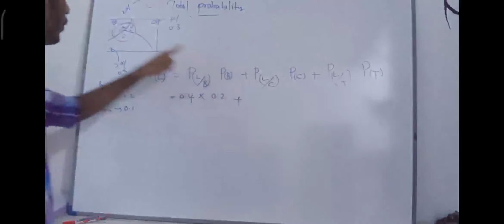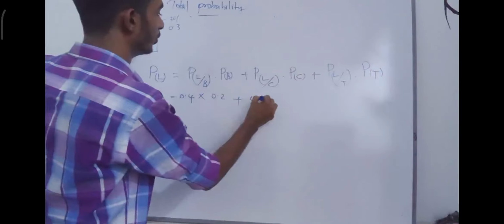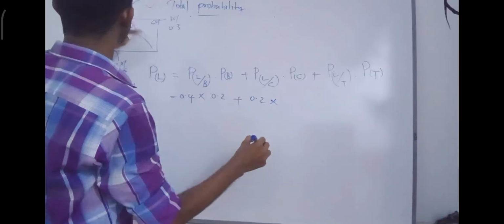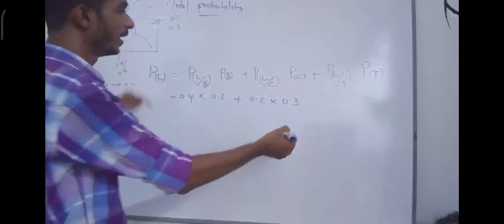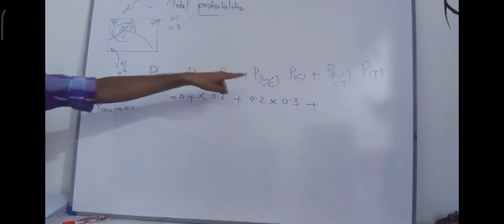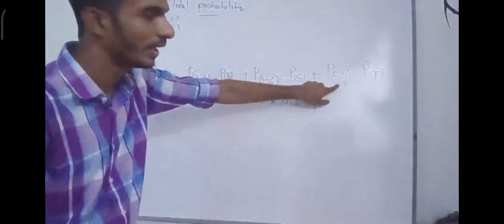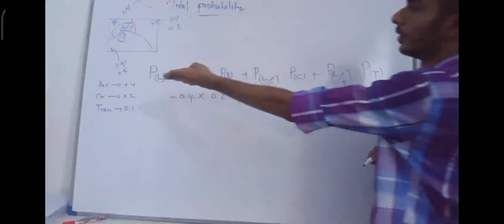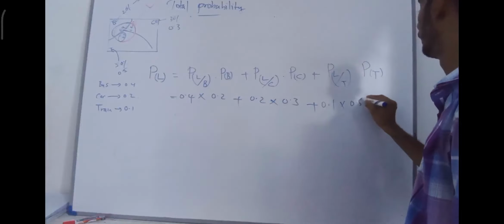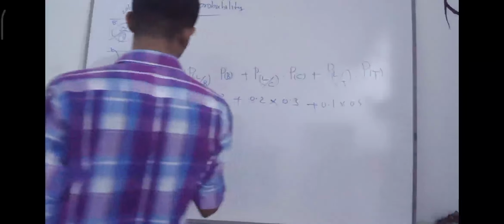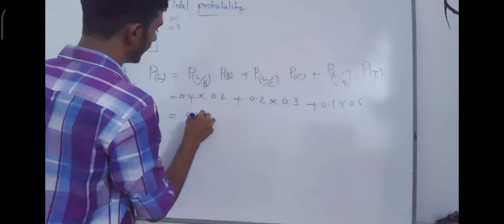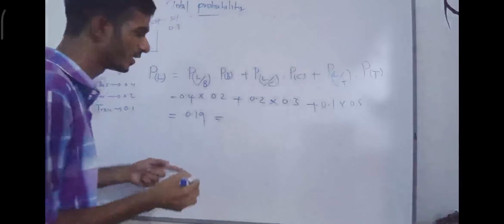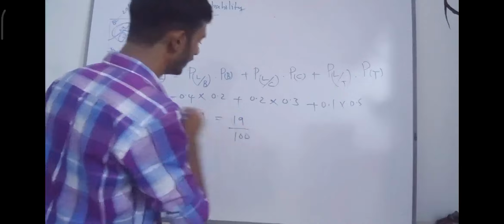Plus the probability of going late when he takes the car is 0.2 times the probability of going by car, which is 0.3. Otherwise I can use 30 divided by 100 also. Plus the probability of being late when he takes the train is 0.1 times the probability of taking the train, 0.5, or 50 divided by 100. Now if I simplify this, I get the answer as 0.19.